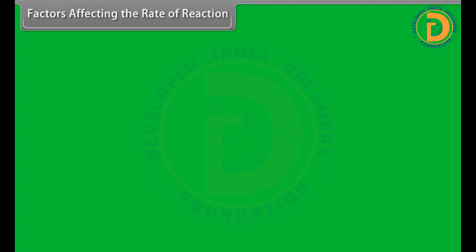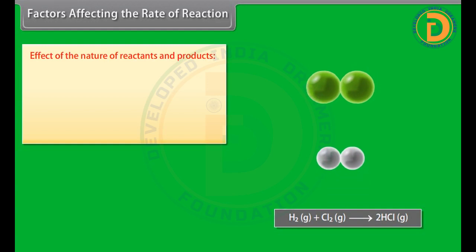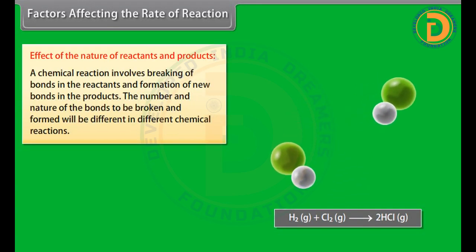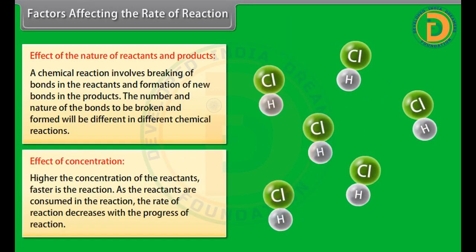Factors affecting the rate of a reaction. Effect of the nature of reactants and products. A chemical reaction involves breaking of bonds in the reactants and formation of new bonds in the products. The number and nature of the bonds to be broken and formed will be different in different chemical reactions. Effect of concentration: the higher the concentration of the reactants, the faster is the reaction. As the reactants are consumed, the rate of reaction decreases with the progress of reaction.